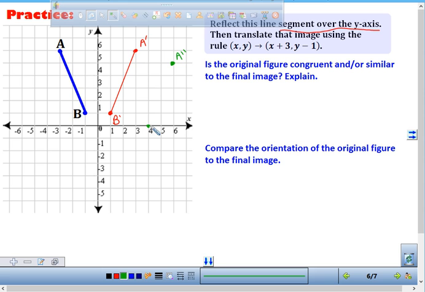How do I know it's right 3? X plus 3. How do I know it's down 1? Y minus 1. Okay, so I label this B double prime. Connect my points. There's my final image.